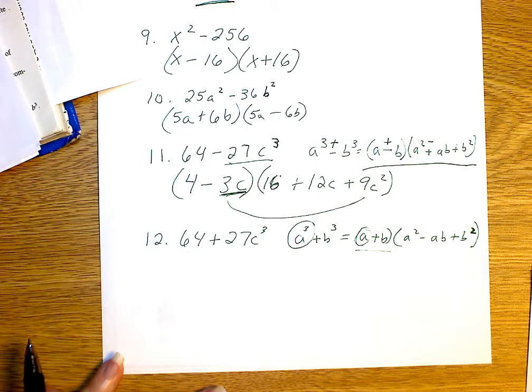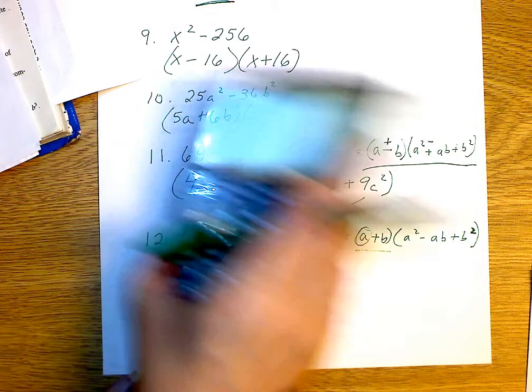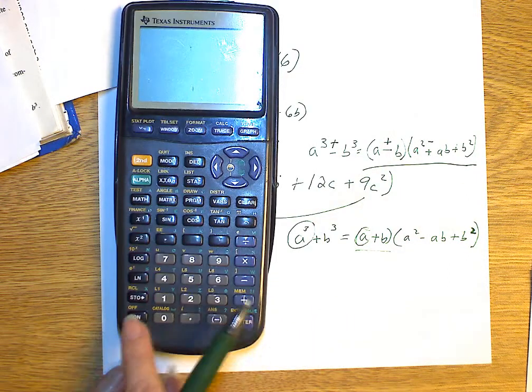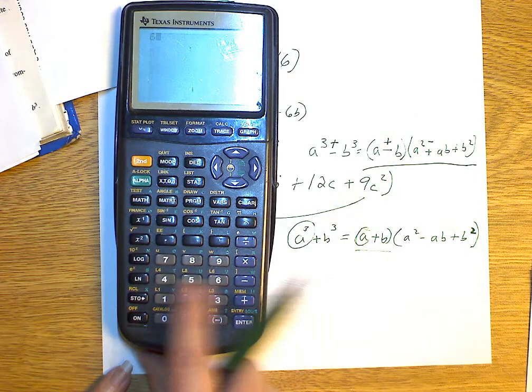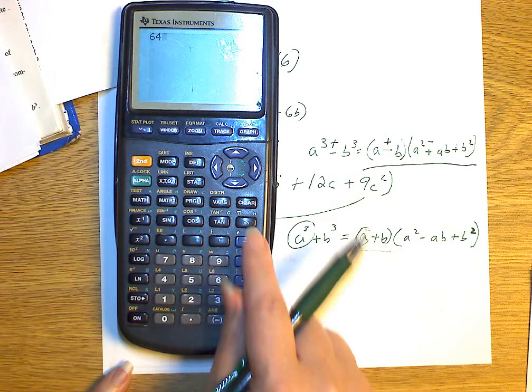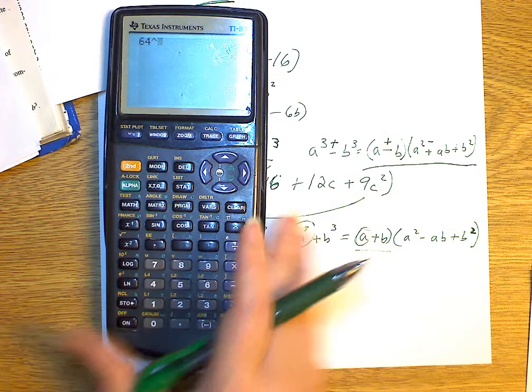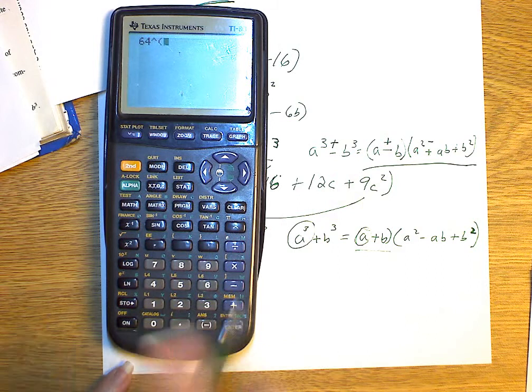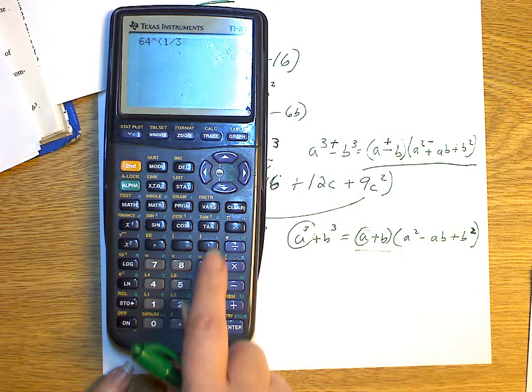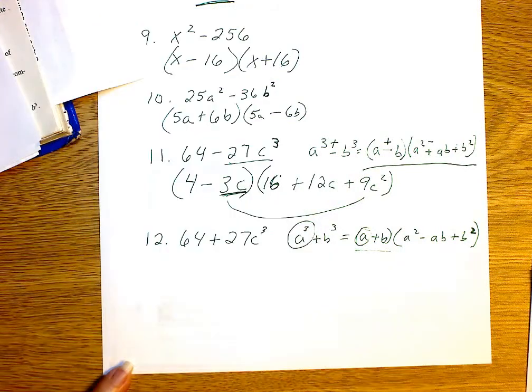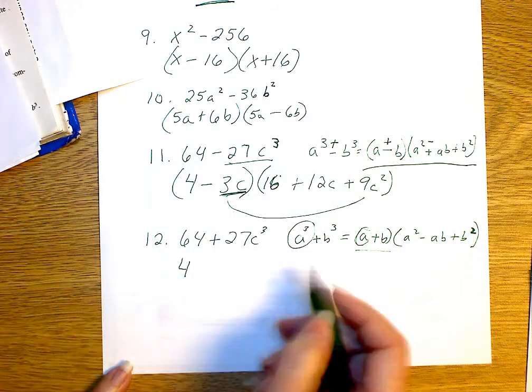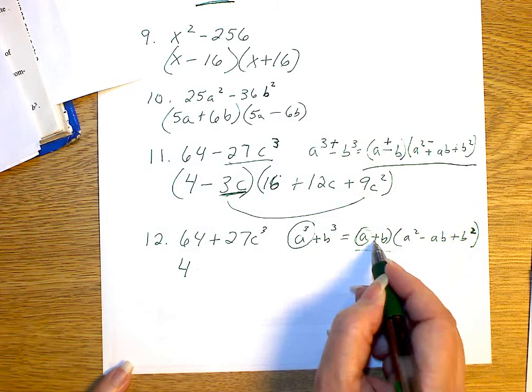So what you do is you go, can you see this? Okay, go 64 raised to that little caret, parenthesis 1 divided by 3. So the answer is 4. So we have 4. And then I'm bringing down my plus because it's the same sign.